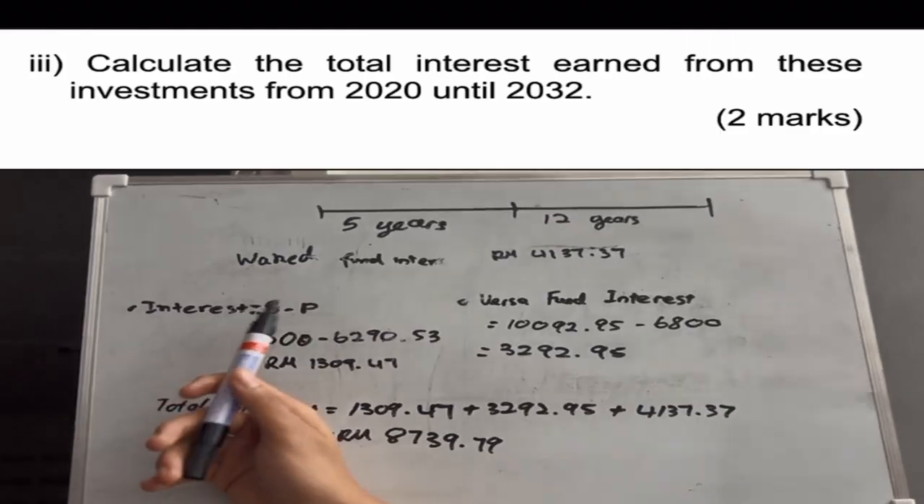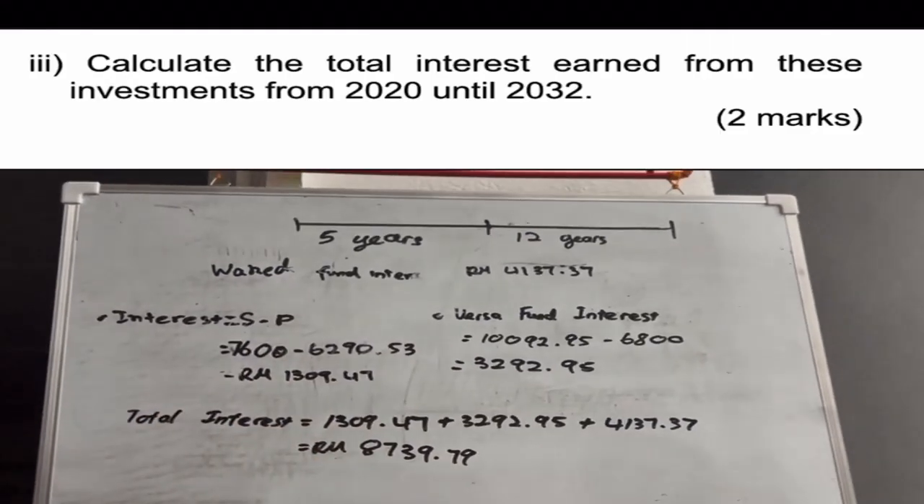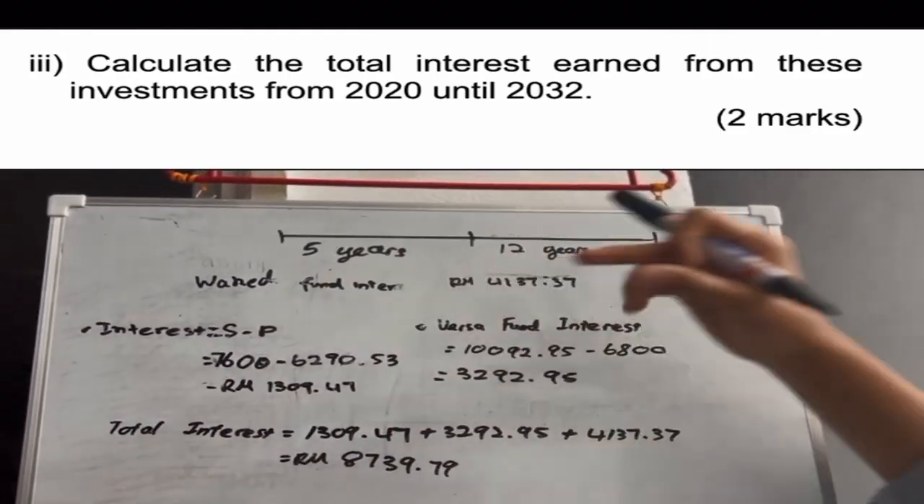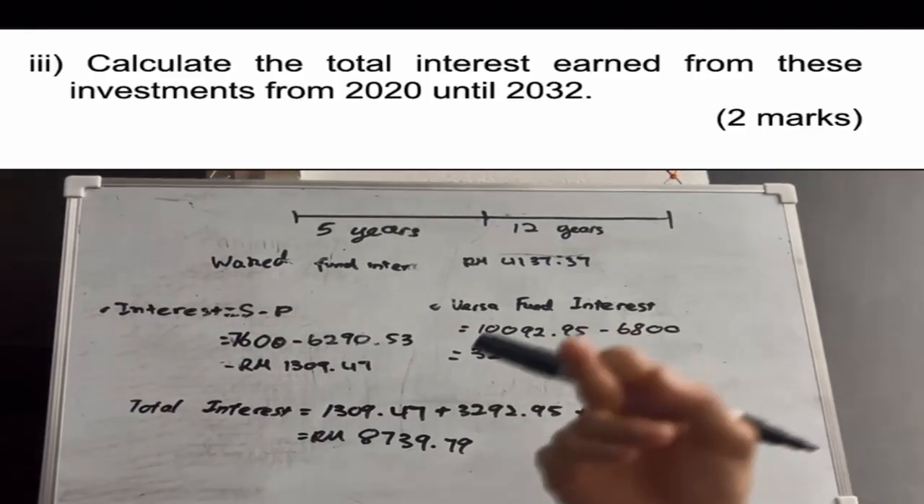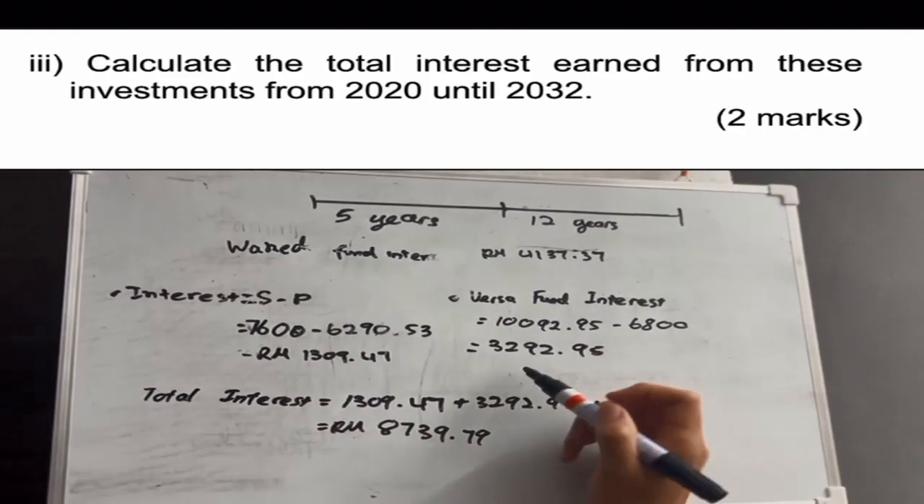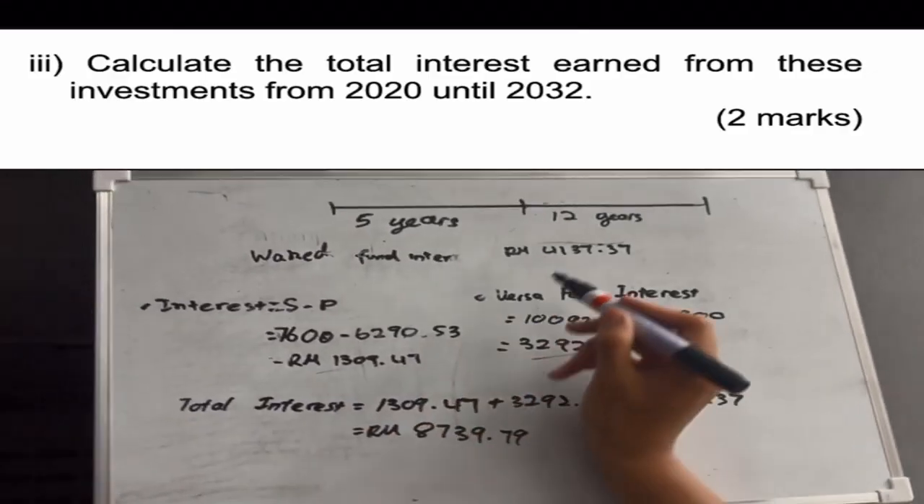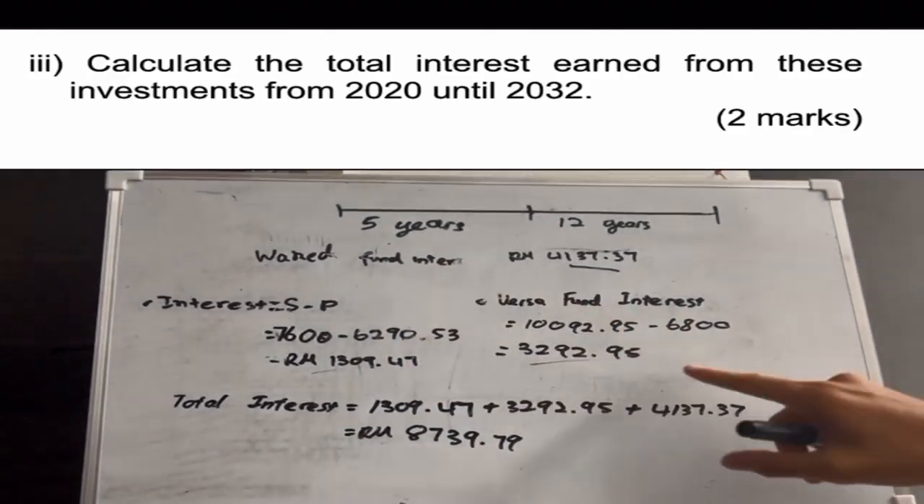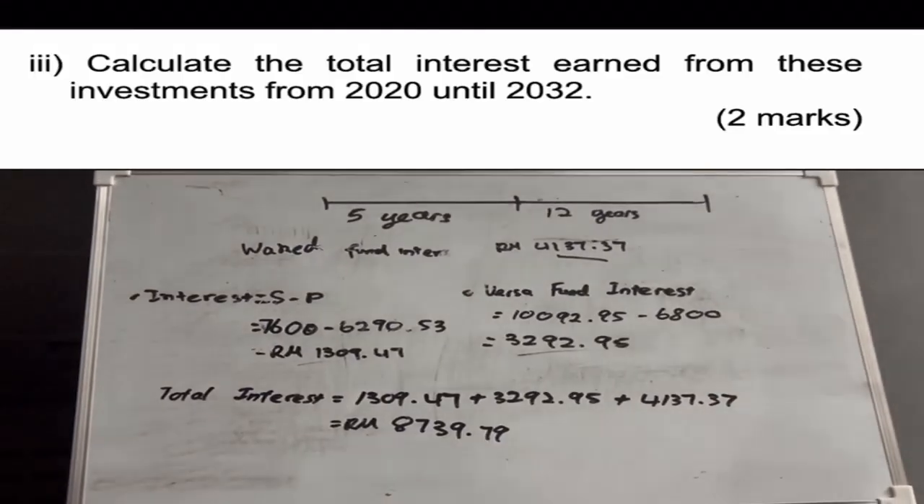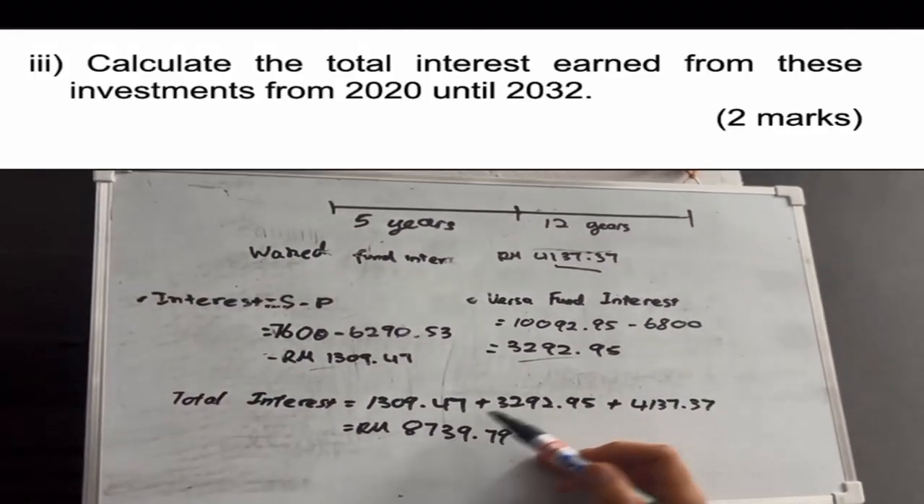By using this interest formula, S minus P, you keep on repeating it for all the numbers and answers that are jotted down in question 2 just now, and you will get all these answers just like that. This one is for Wahid, and then this one is for the Bursa Fund interest, and then you just add all together and you will get this answer.